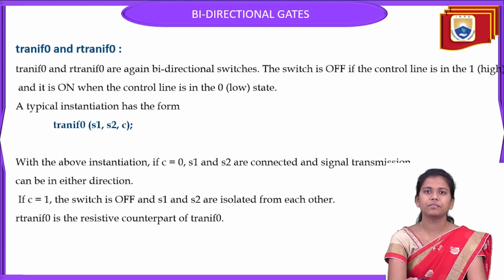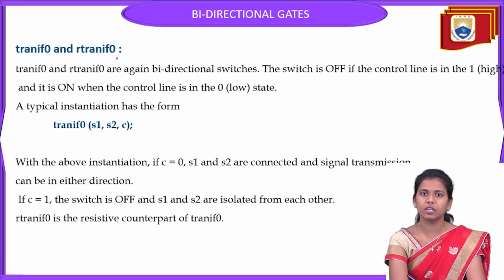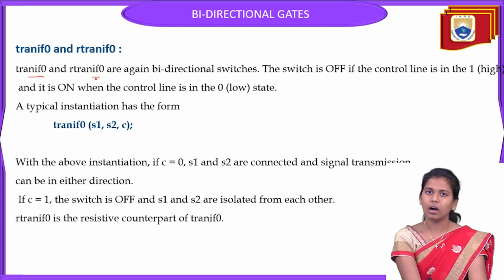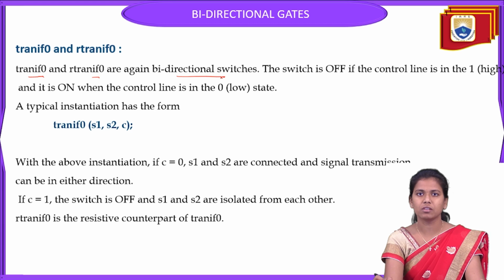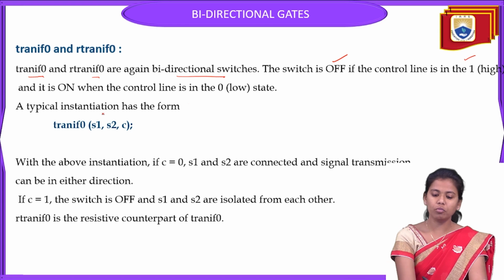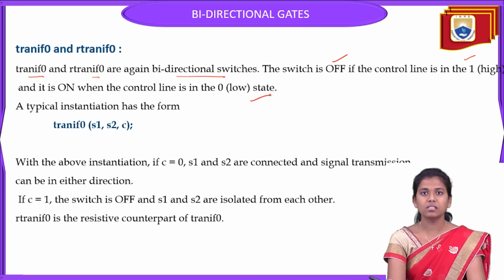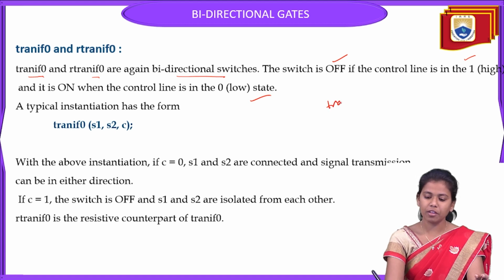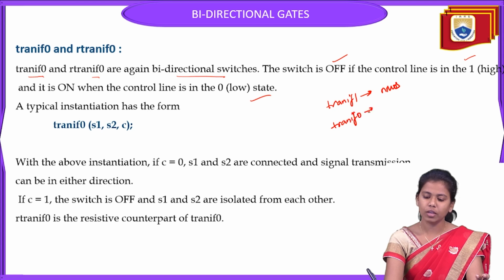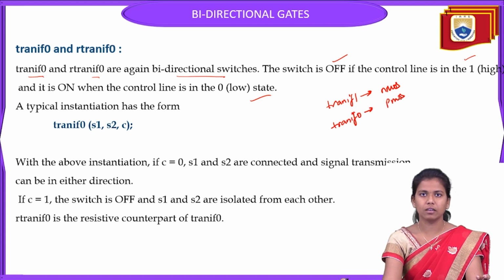So coming to tranif0 and rtranif0. This is one of the bidirectional gates, where the switching mechanism goes like this. tranif0 and rtranif0 are again bidirectional switches. Here the switch is off if the control line is high and on when the control line is 0. So this tranif0 is similar to a PMOS transistor. Remember, tranif1 is similar to an NMOS transistor, whereas tranif0 is similar to a PMOS transistor, isn't it?